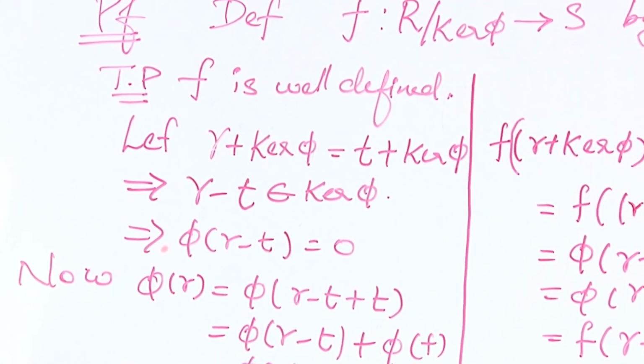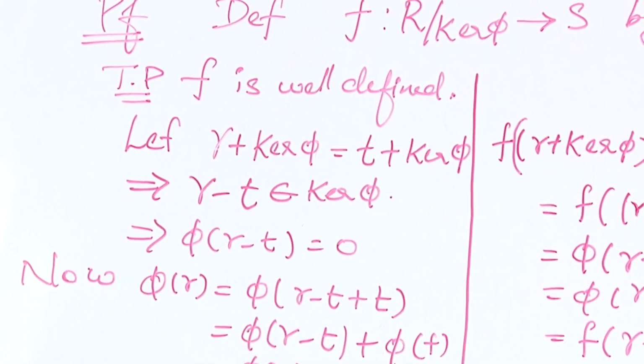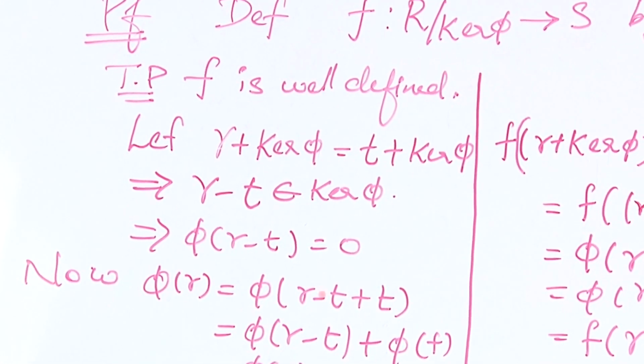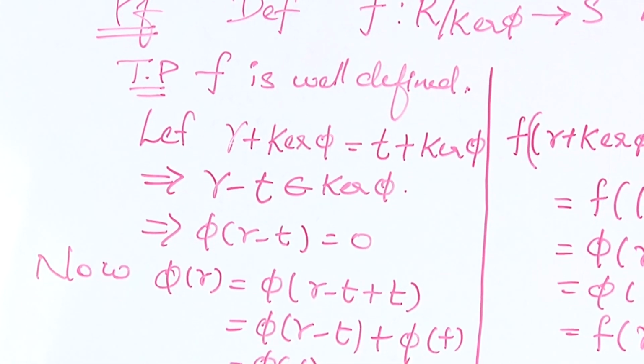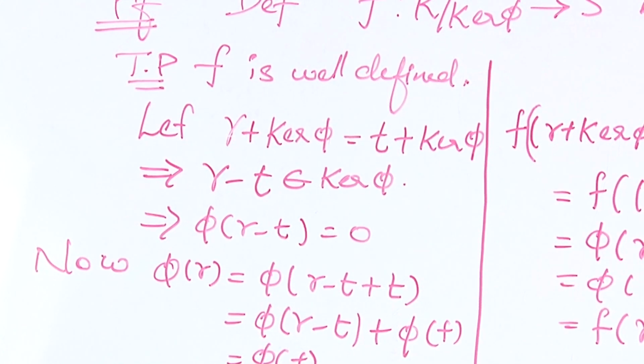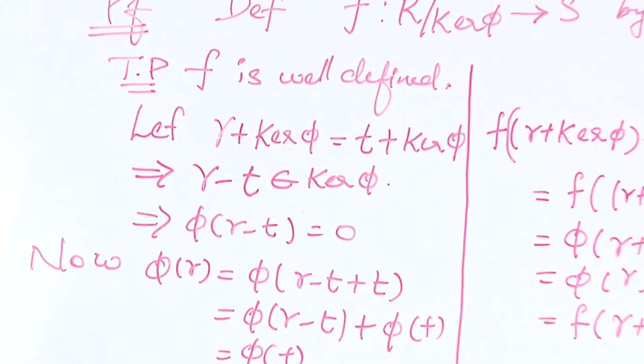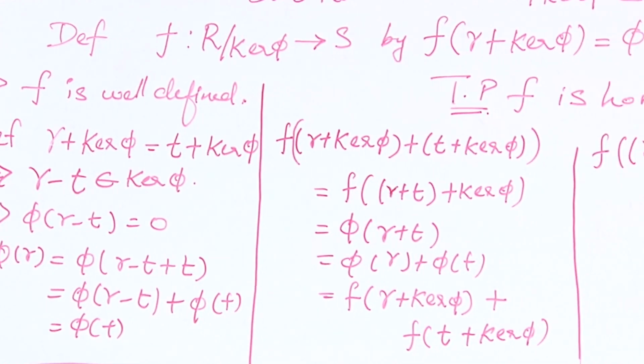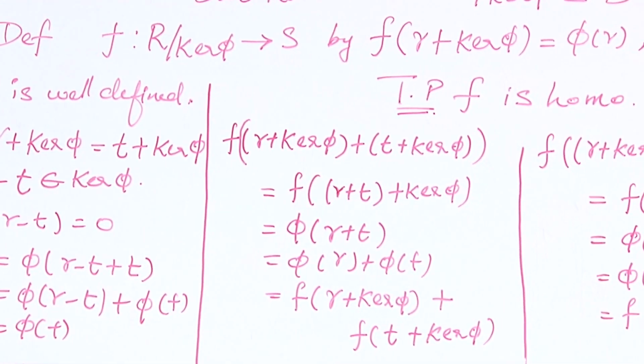This implies that phi of r minus t equal to 0. Now, phi of r equal to phi of r minus t plus t. So, that is equal to phi of r minus t plus phi of t, that is equal to phi of t. So, the function is well defined.